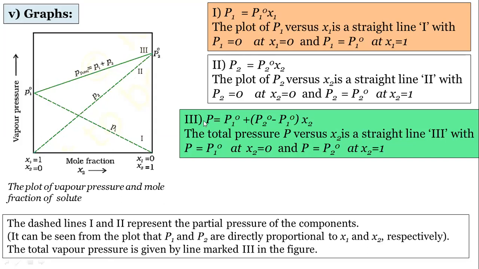And the third graph is P is equal to P01 plus P02. In this straight line, we can see clearly P is equal to P01 when X2 is equal to 0, and P is equal to P02 when X2 is equal to 1. We can get this line. So I am not going into detail with these graphs.